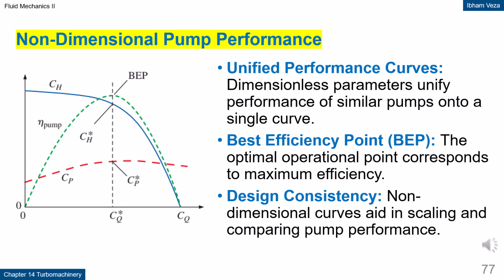Non-dimensional pump performance curves collapse the behavior of similar pumps of different sizes into a single universal curve. In this way, the best efficiency point can be compared without depending on the absolute size of the pump. This approach is very useful for selecting the right pump within the same design family. Design consistency can be maintained even when the physical size changes. In practice, this simplifies performance evaluation and selection.